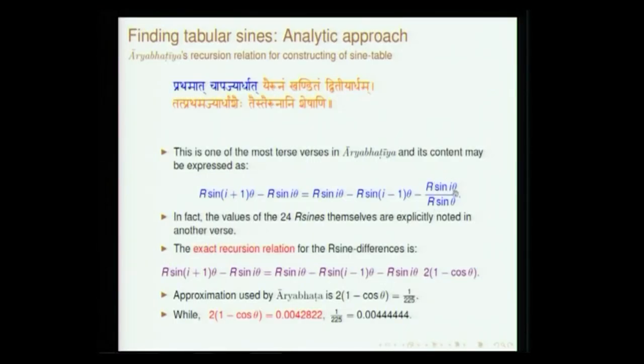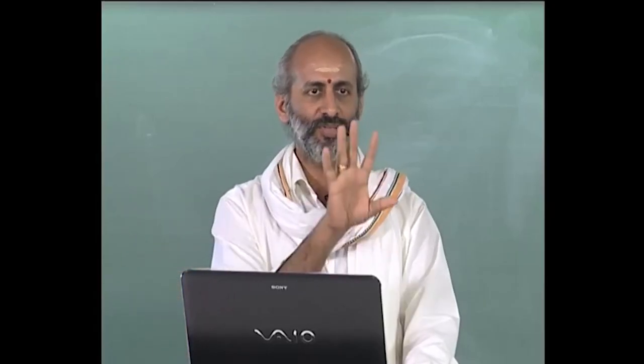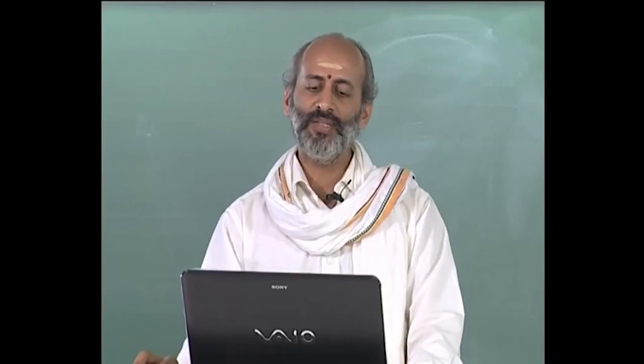Then how do you generate the entire table? The relation which has been presented by Aryabhata amounts to this. So R sin theta is known here, and for any value you will be able to generate it once the first value is known, using this relation. If you take i equal to 1 and you want to get i plus 1, this is how the recursion relation is used. So you know the first value; suppose you take i as 1, then what is i plus 1 theta?